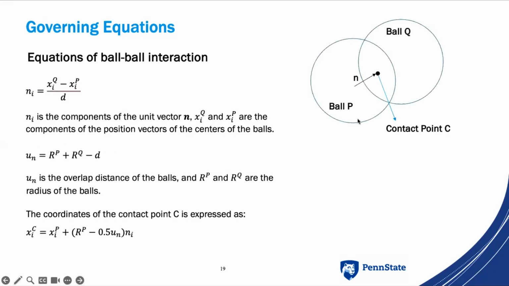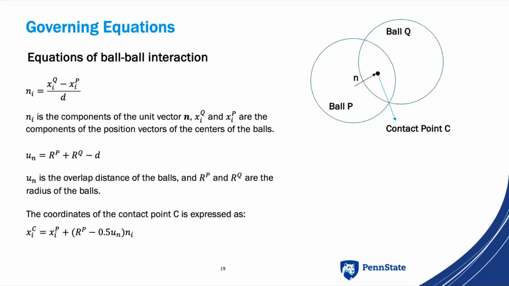Consider that we have two balls, P and Q, colliding at the contact point C. A unit vector n which connects the centers of the balls is defined. The components of the unit vector n can be expressed by the following equation. Ni is the components of the unit vector n, and SIQ, SIP are the components of the position vectors of the centers of the balls.